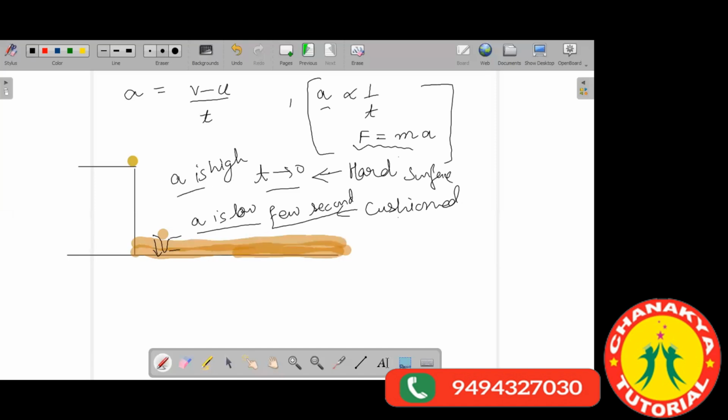Now, if your acceleration is high, force will also be high, depending on the formula F equals mass times acceleration. Here, force will be low, again depending on the formula F equals mass times acceleration. So you will have a small amount of force over here. Got it?